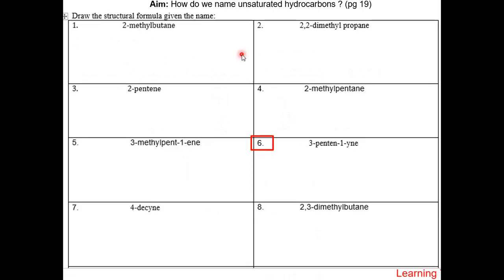In the practice on pages 20 and 21, draw the structural formula given the name. Try to do it yourself, pause the video, resume when completed. Here are the answers.